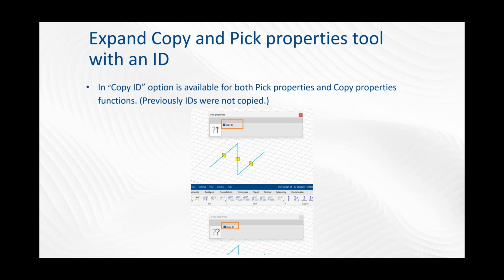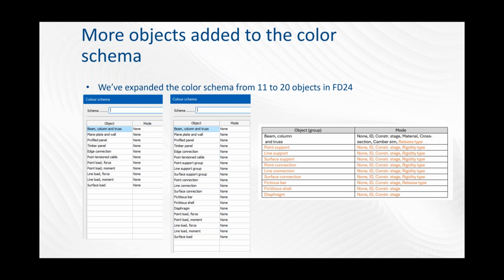Expand the copy and pick properties tool with an ID. Previously IDs were not copied. Now IDs can also be copied if you checkbox this copy ID. We also have added more objects to the color schema.